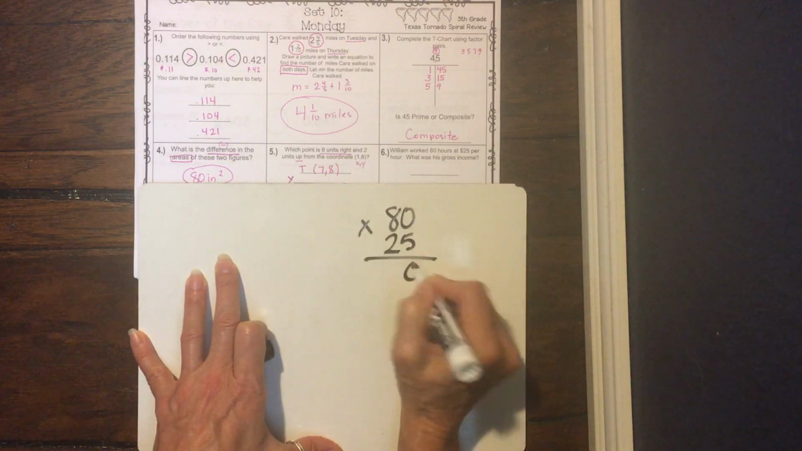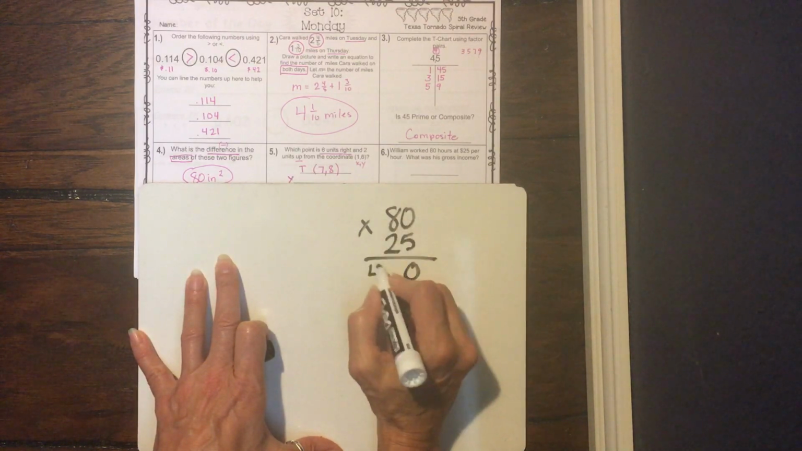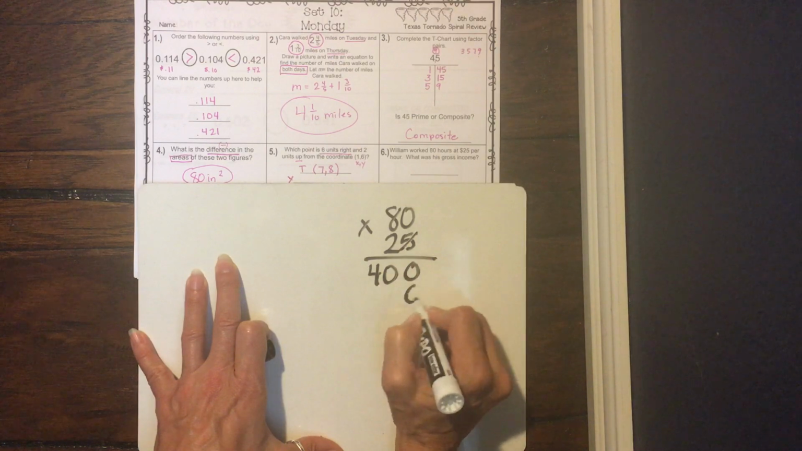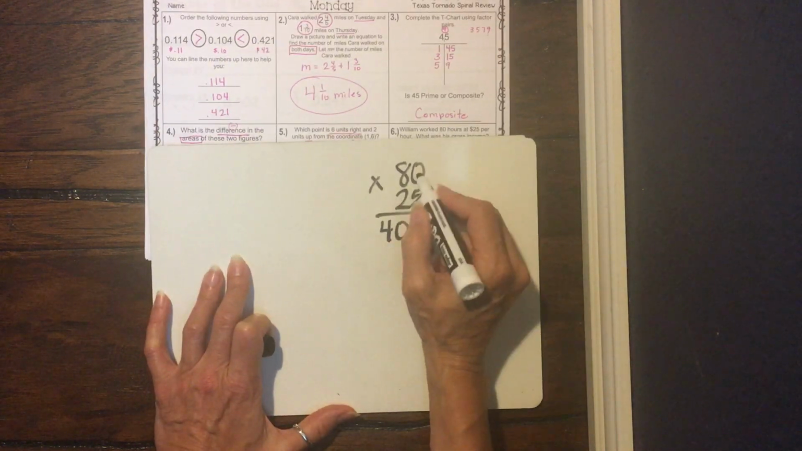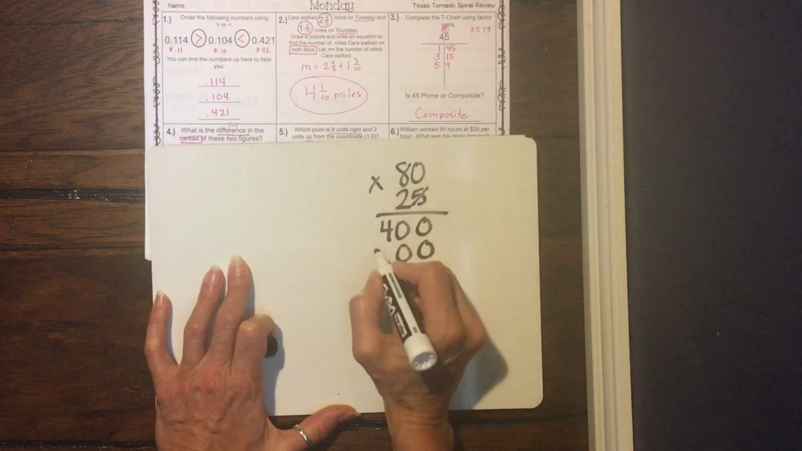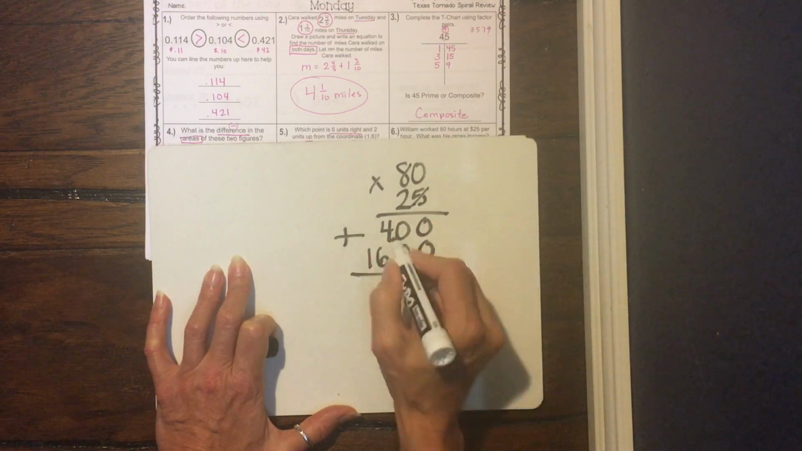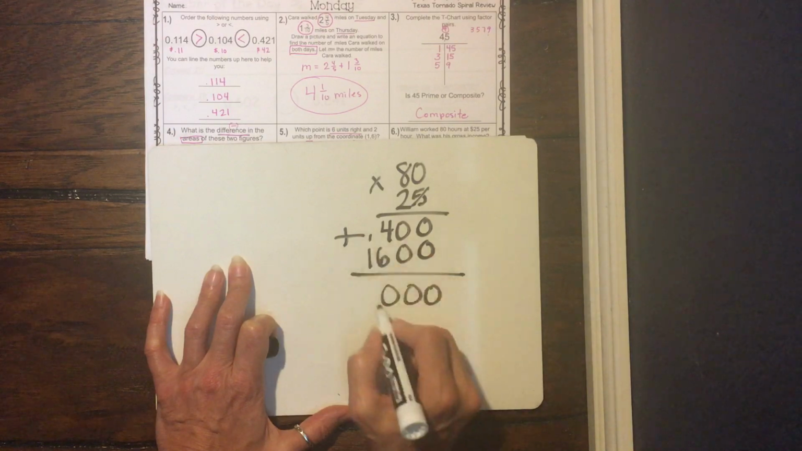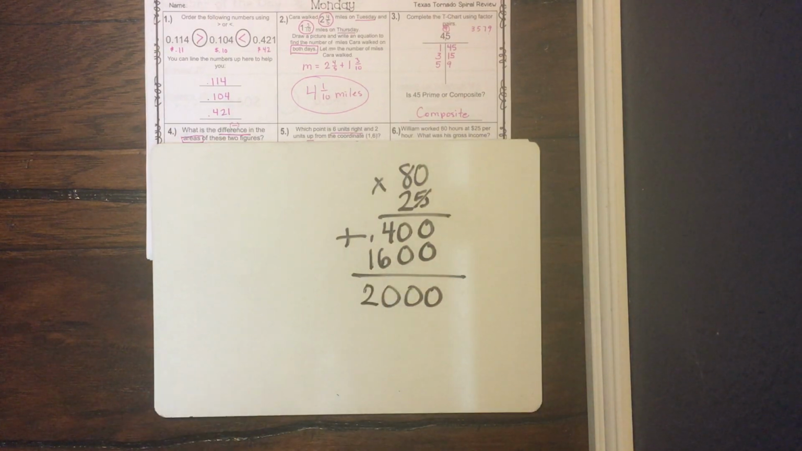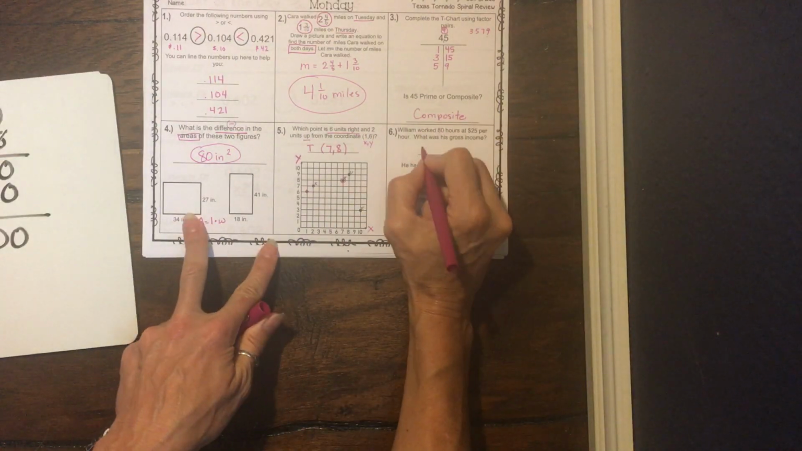5 times 0 is 0. 5 times 8 is 40. We cross out our 5. We add our 0 placeholder. 2 times 0 is 0. 2 times 8 is 16. We add 0, 0. 6 plus 4 is 10, carry the 1, and 1 plus 1 is 2. So his gross income is $2,000.